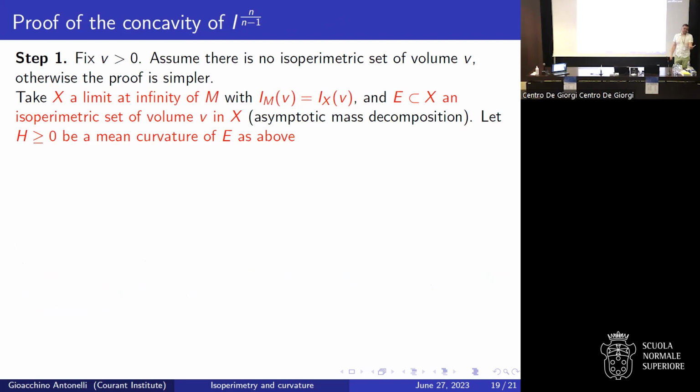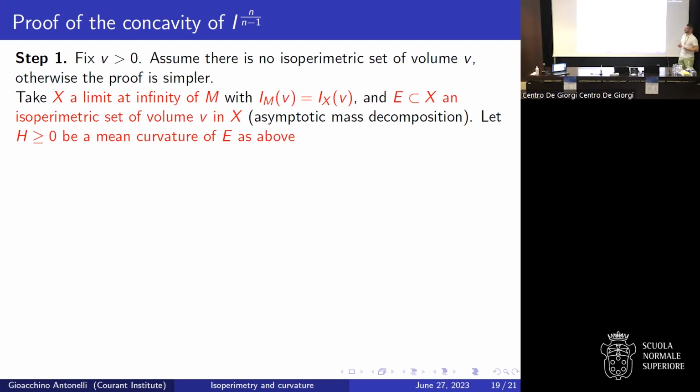Let's do the most difficult case, which is the case in which you don't have an isoperimetric set. You have it in a possibly non-smooth limit at infinity. So you do get a limit at infinity of M where IM and IX are touching at V, and you have an isoperimetric set of volume V in X, okay?